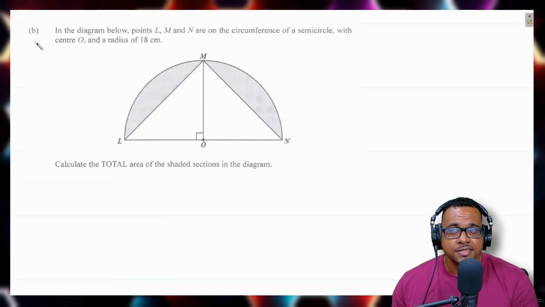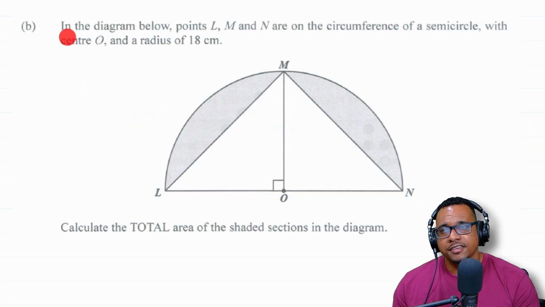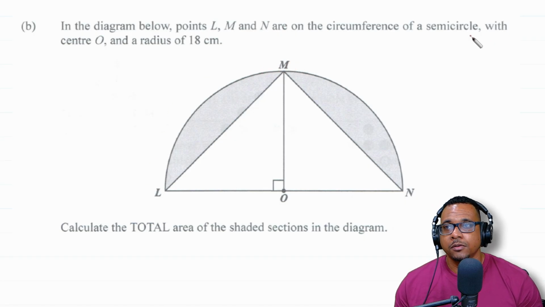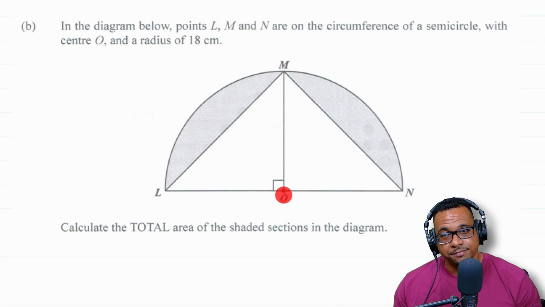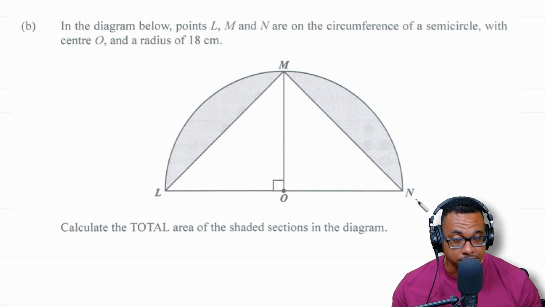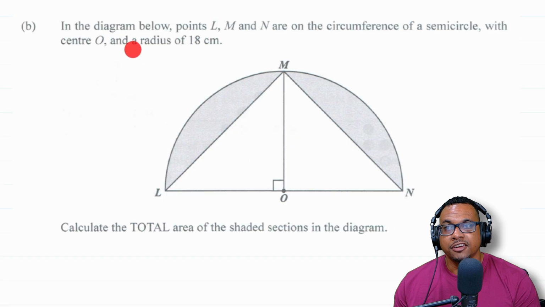So now moving on to question 6 part B, we have in the diagram below, points L, M, and N are on the circumference of a semicircle. So this here is a semicircle. L, M, and N are on the circumference of the semicircle with center O. So this is the center. So L to O is the radius, O to N is the radius, and L to N is the diameter. And let's say now, a radius of 18 centimeters.